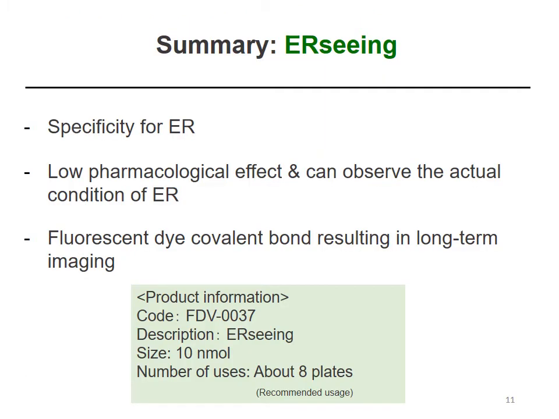Here is a summary of ER-seeing. ER-seeing has a high specificity for endoplasmic reticulum. Compared to glibenclamide-based dye, ER-seeing has lower pharmacological effect and can observe the behavior of the normal physiological ER conditions. In addition, ER-seeing forms a covalent bond to ER proteins and is suitable for long-term imaging.